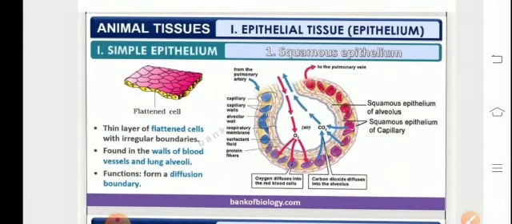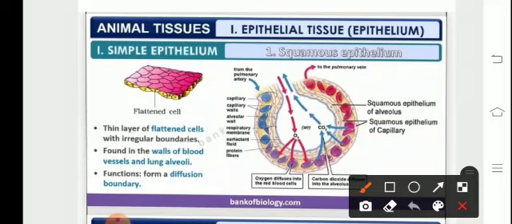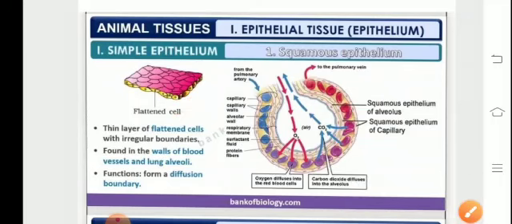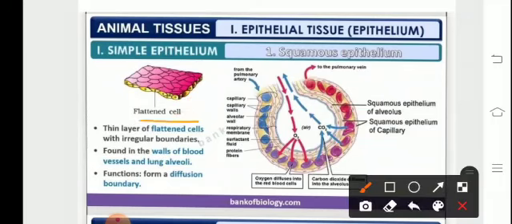The first one is simple squamous epithelium. It is unilayered. When we see the cells, they are flat or scale-like in shape. So the structural organization is of flattened type. They've got a rounded, prominent nucleus. These cells are more in width and less in length, so when we see them through the vertical section, they appear rectangular in shape.